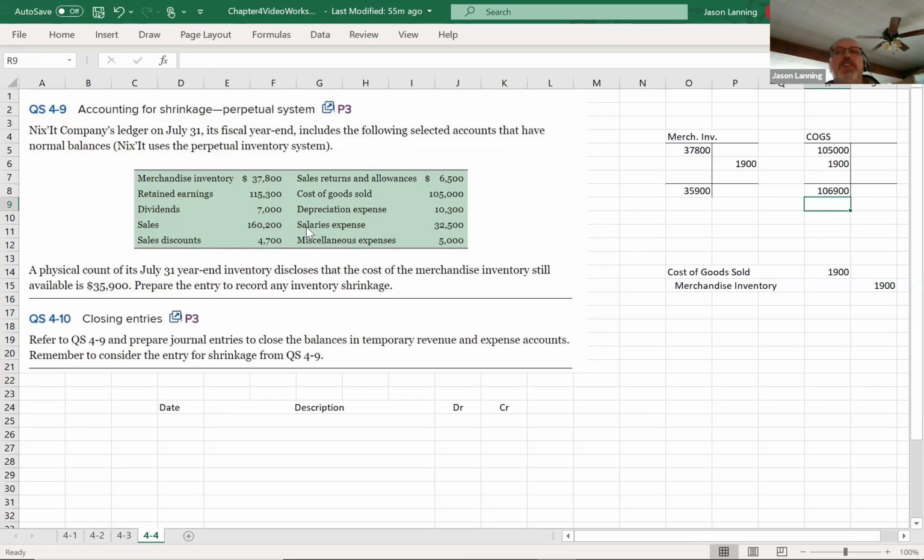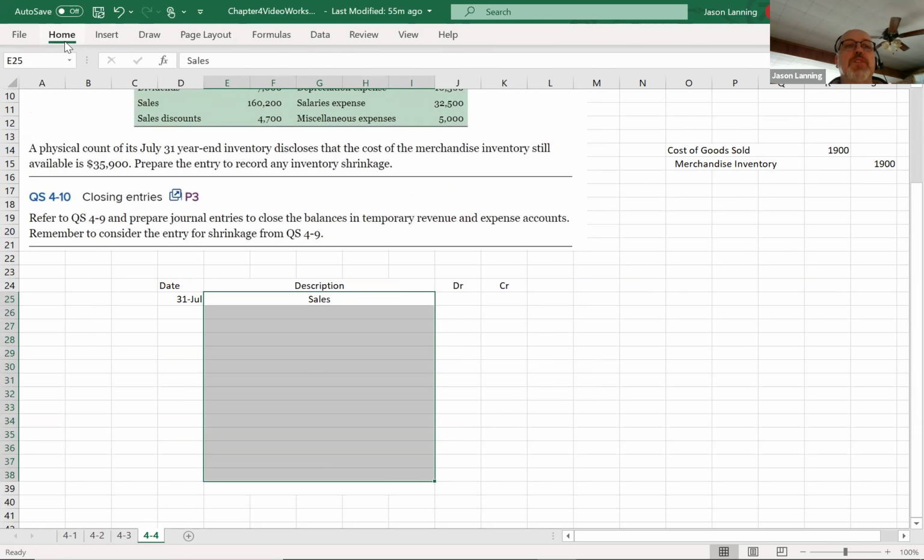Okay, so sales is our revenue, and we should know revenues are credited. So sales of $160,200 would end up having a credit balance. So to clear that, we've got to debit that. This will be the 31st, because this is the end of the year closing that we're doing. I believe July 31st. So on July 31st, we're closing our revenues. First one is sales. That's the only revenue we have, actually.